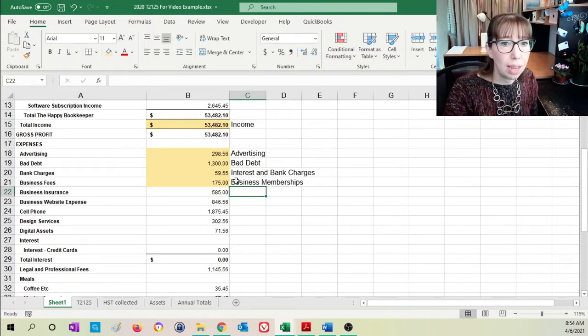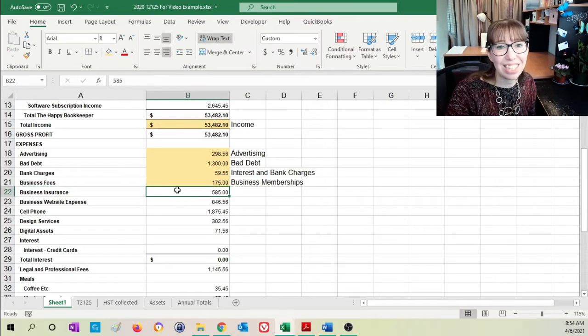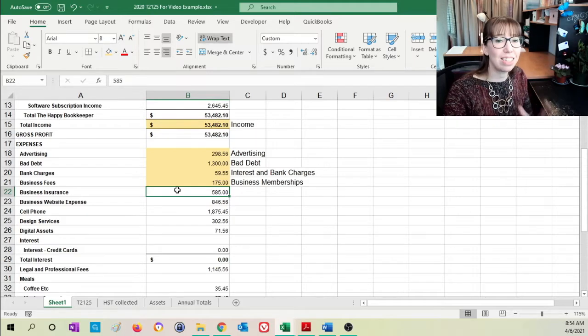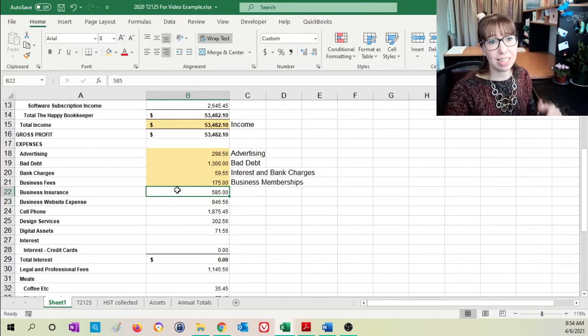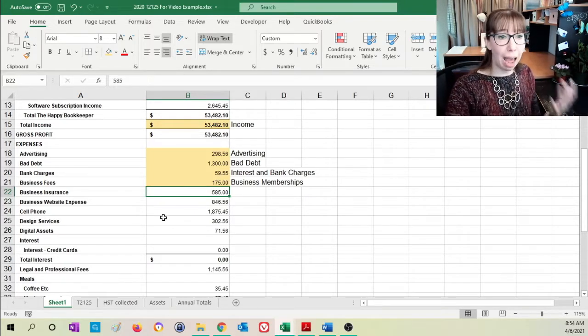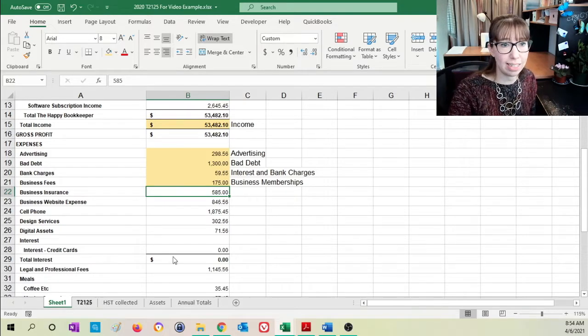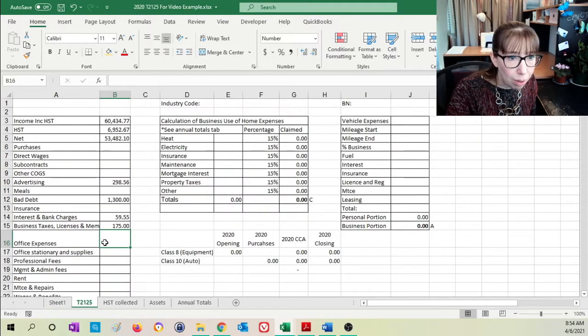Okay. Business insurance. And again, this is the direct cost of business insurance. This is not your vehicle insurance. This is not your home insurance, and this is not your life insurance. This is only insurance related to the business and it only happens because you are a business. So I'm going to go over here, and where would I put that?